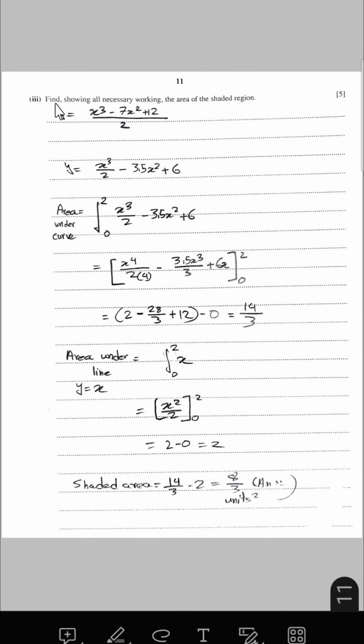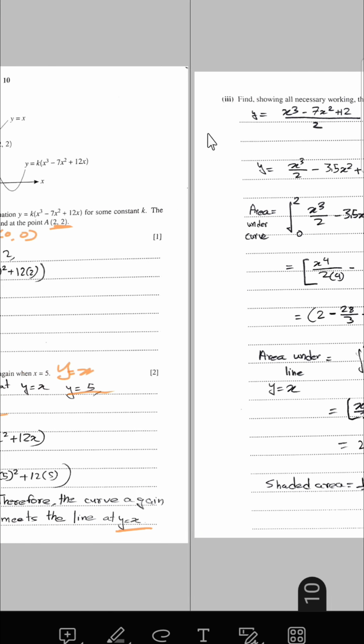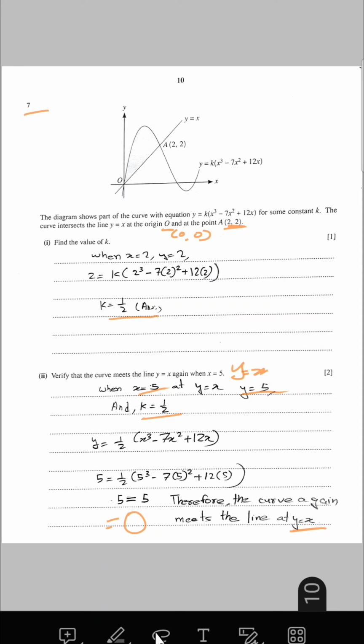Then question number 7 part 3, find, showing all the necessary workings, the area of the shaded region. The shaded region is this region. So the area of the shaded region would be area under the curve minus area under the line. So we have to integrate y is equal to this expression and integrate this expression to find the area of the shaded region for x in the range of 0 to 2.